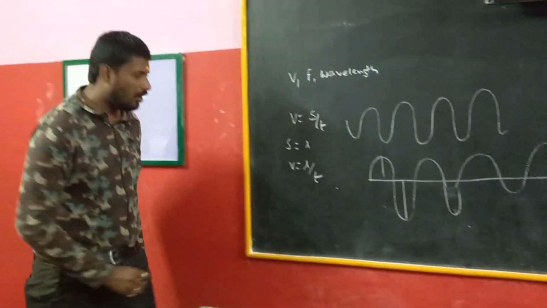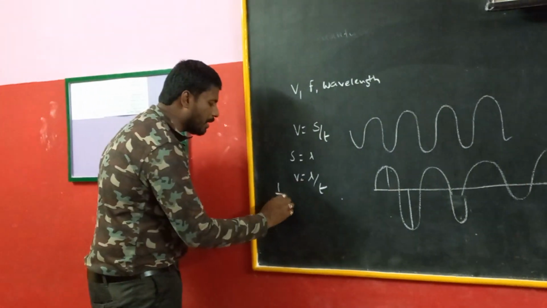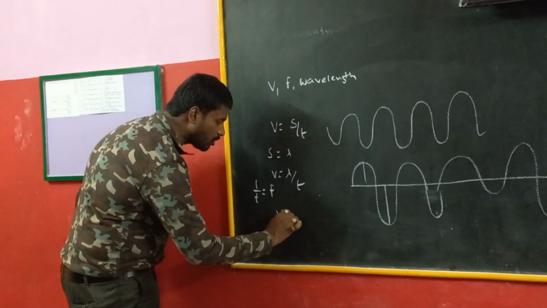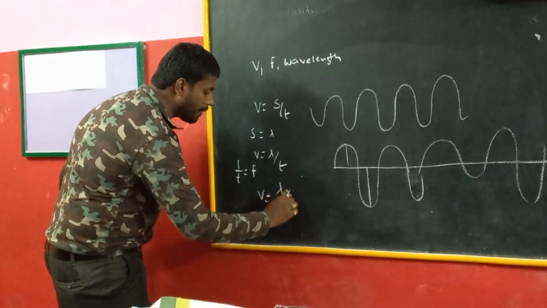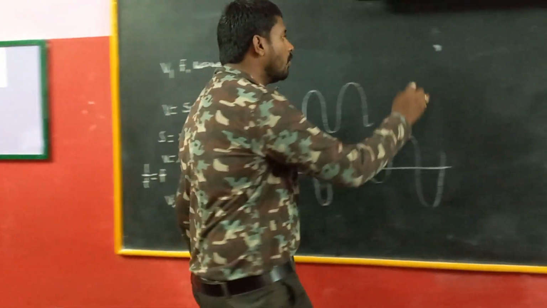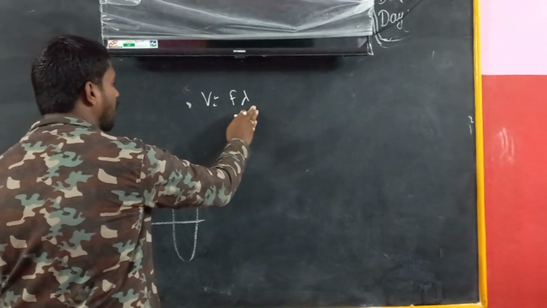We already know that 1 by time period is nothing but frequency. So V is equal to lambda into F. Now, V is equal to F lambda.